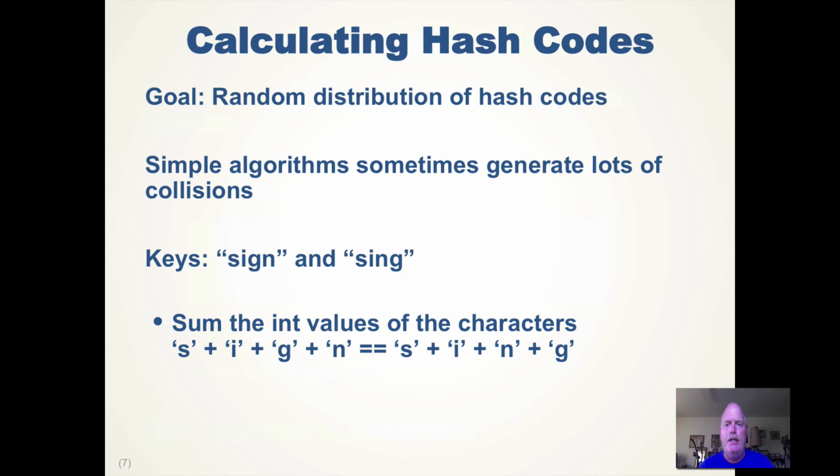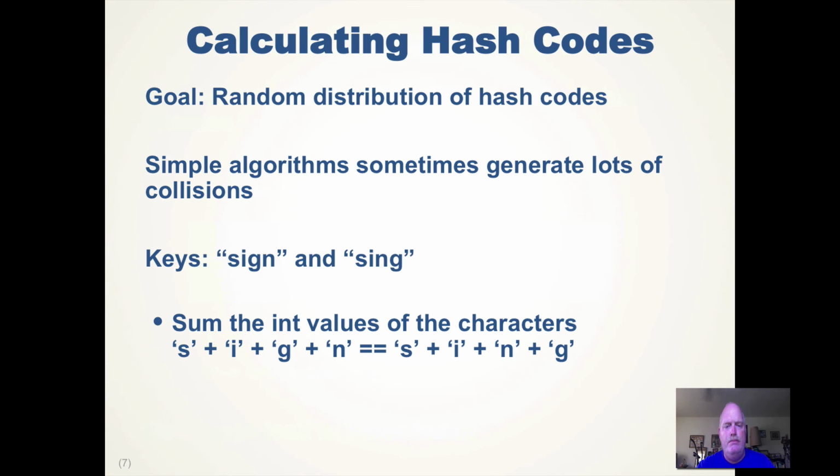We want to be able to calculate hash codes. First off, we want to create hash codes. The goal is we want to distribute the hash code values over the range of integers, and we want to distribute them randomly, so we want them sort of evenly spaced. Two strings like sign and sing should end up in different spaces in the index or the integers.